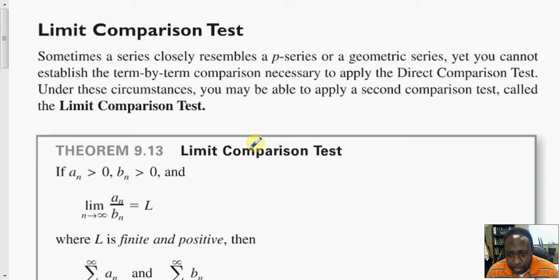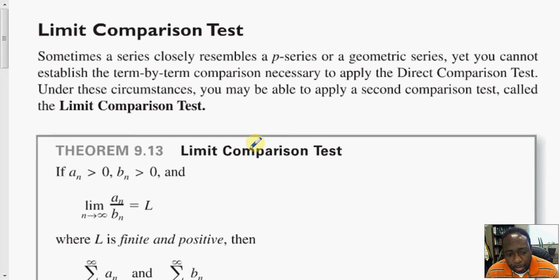Limit comparison test. Very similar to direct comparison, but I think a little bit easier. For direct comparison, you're almost guessing, trying to compare the series to another known convergent or divergent series. With the limit comparison test, it relies, I think, a little bit more on the algebra and analysis.